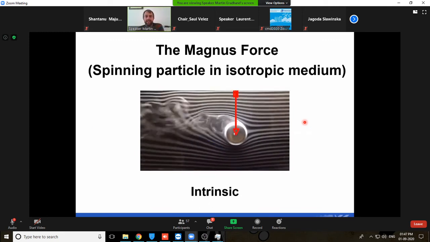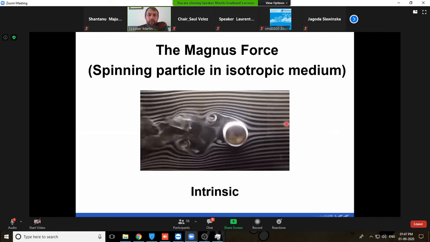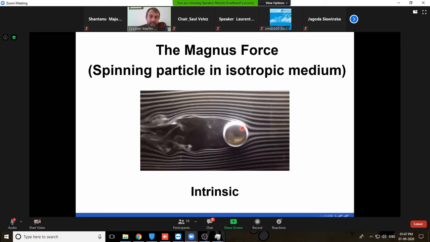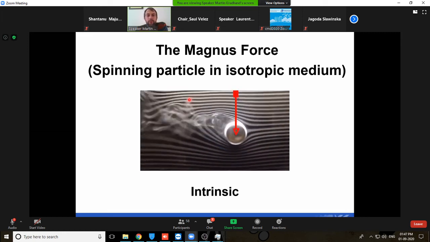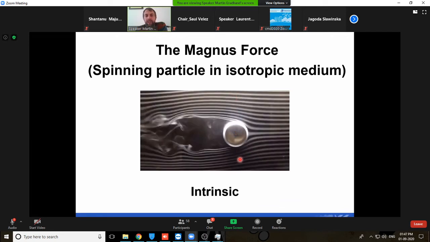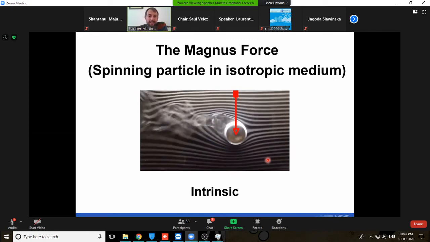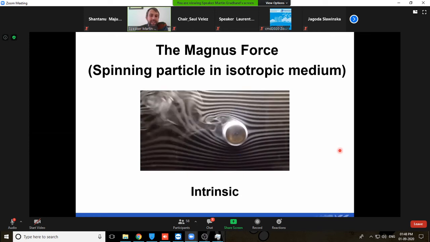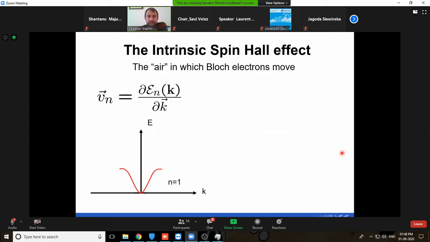So what is the intrinsic? The intrinsic is, as I said, classically the Magnus force. So we have here a flow of air around an object, and as soon as you start spinning that object, the air will be moved upwards, and because of that you will have a resulting force on that object pushing it down. And this movement of a spinning particle in air is the entire analog of the intrinsic spin Hall effect. Of course, in order to describe it, it's slightly more involved.